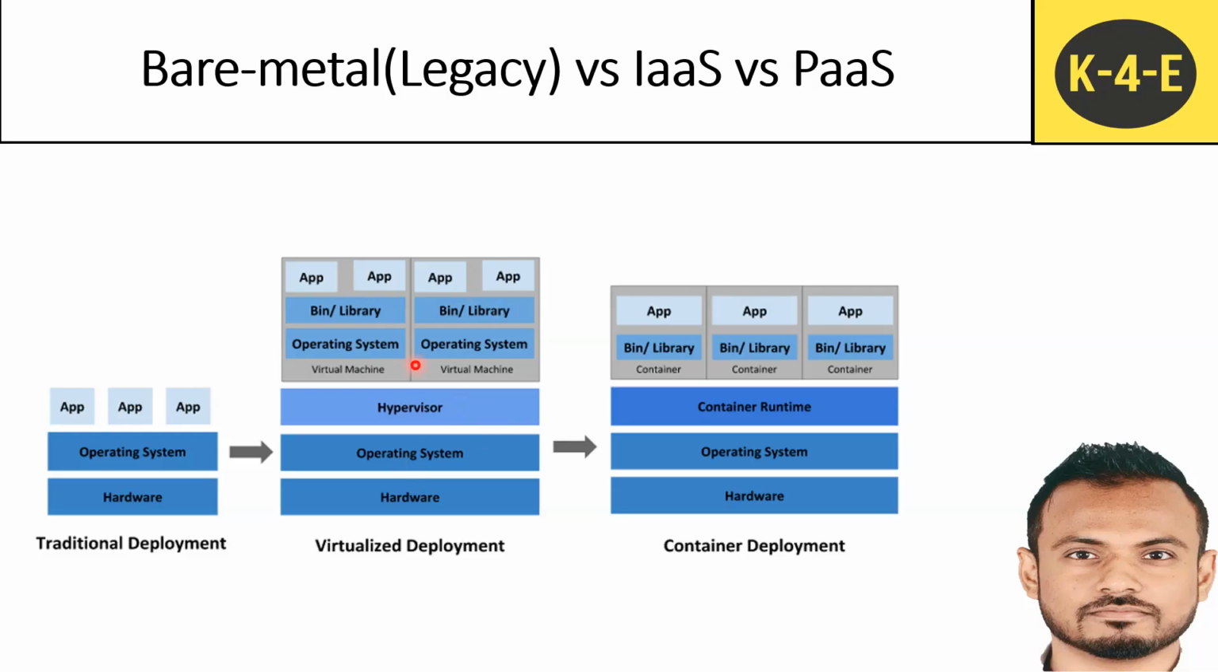This was all about virtualization of the hardware. Another technology was ongoing in parallel, that is containerization. In containerization deployment, we have Kubernetes, an orchestration tool which helps you in orchestrating your containers. So what exactly is containerization? You have hardware, you have an operating system, and then on top of your operating system you have the container runtime, or a Docker engine.